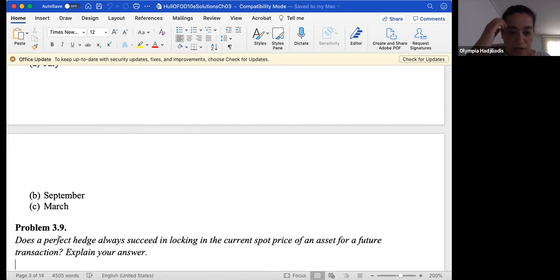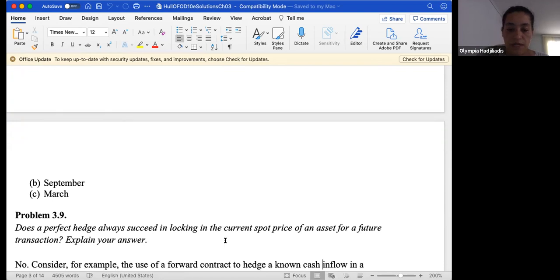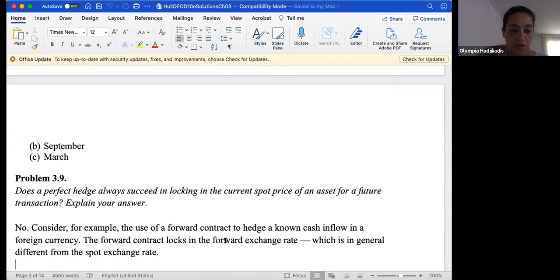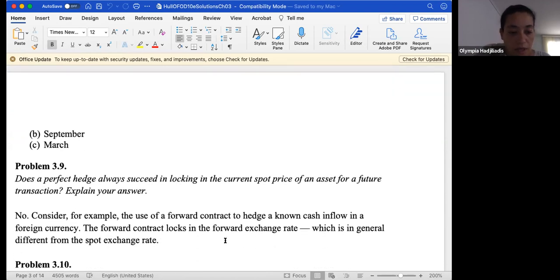Does a perfect hedge always succeed in locking in the current spot price of an asset for a future transaction? And the answer is, of course, no. Consider, for example, the use of a forward contract to hedge a known cash inflow in a foreign currency. The forward contract locks in the forward exchange rate, which is in general different from the spot exchange rate.